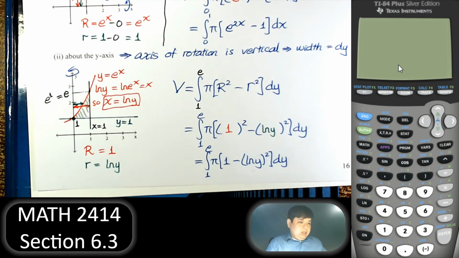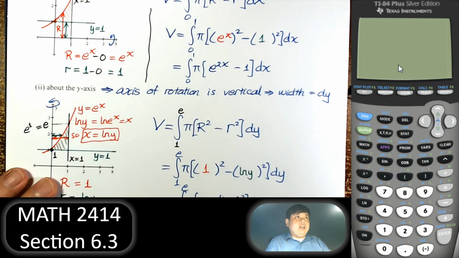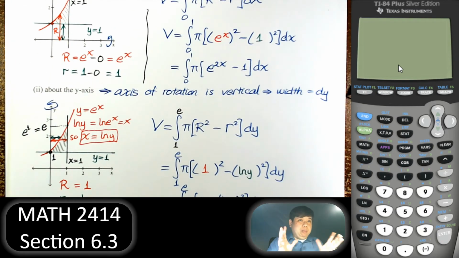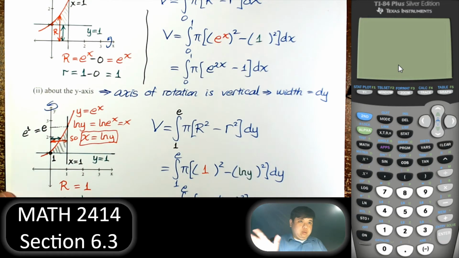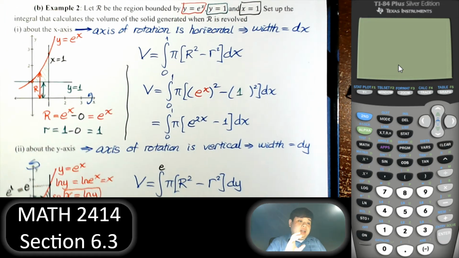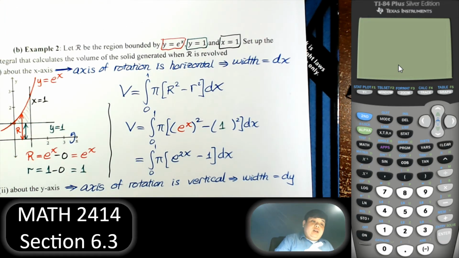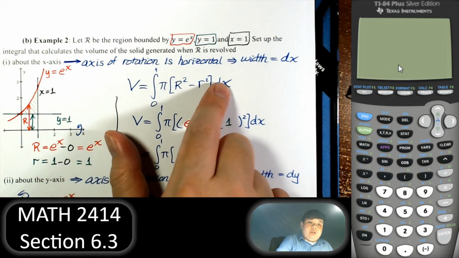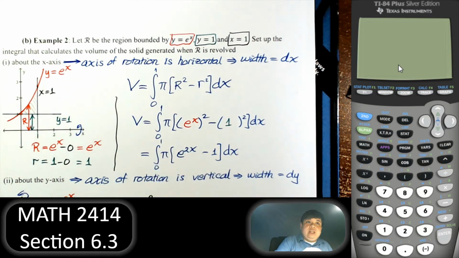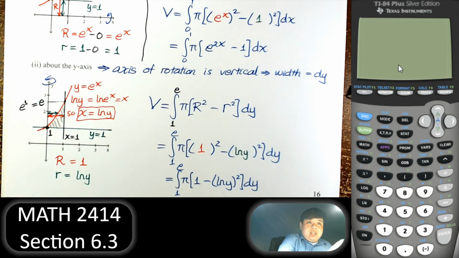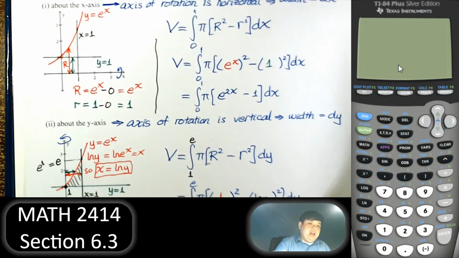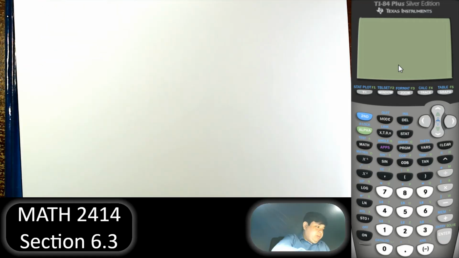Right. So again, at this point, later on it will be a bit more confusing, especially in the next section. But for now, for this washer method, if the axis of rotation is horizontal, the width is dx, so using dx. Now if the axis of rotation is vertical, the width is dy, so using dy. The next section, it will be in reverse.